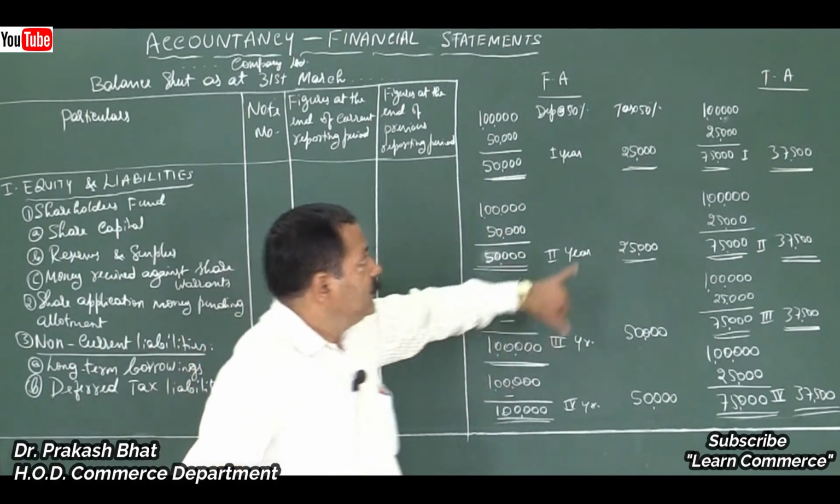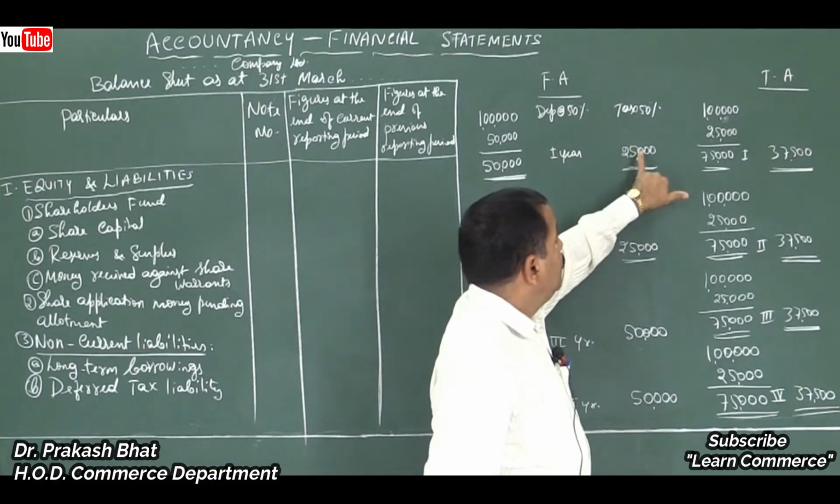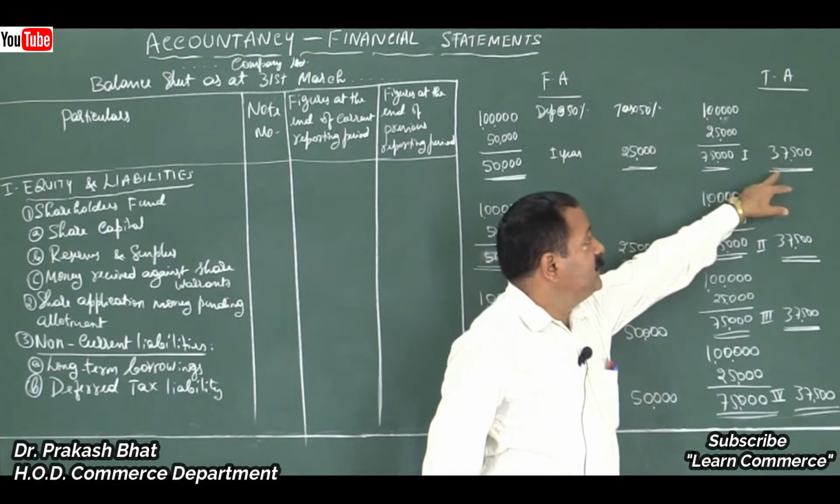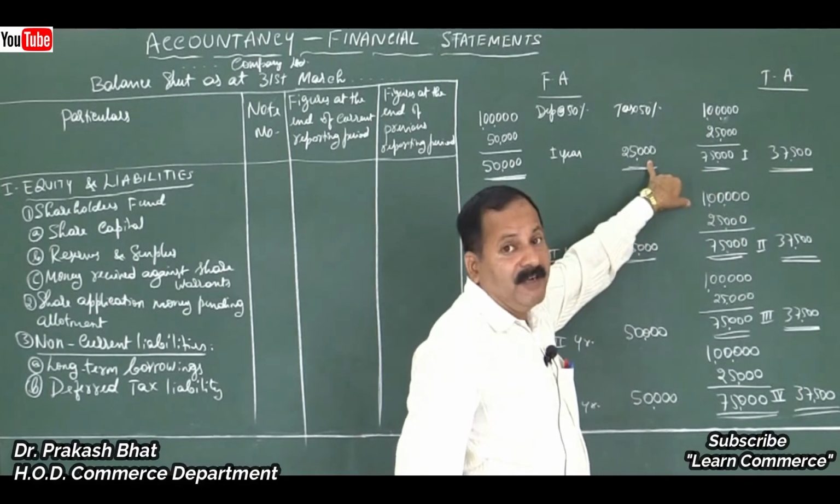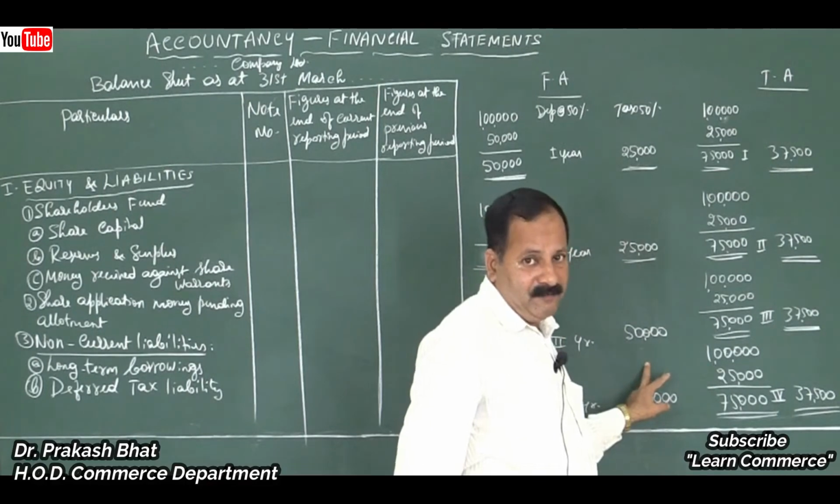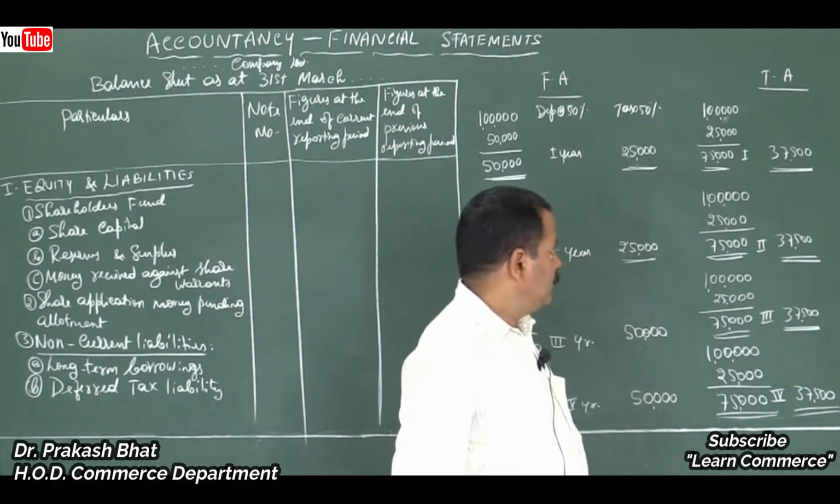It is 25,000 we have paid, but we are supposed to pay 37,500. We are saving 12,500 here. This is deferred tax asset, and this is deferred tax liability. Very simple. Clear? Yes.